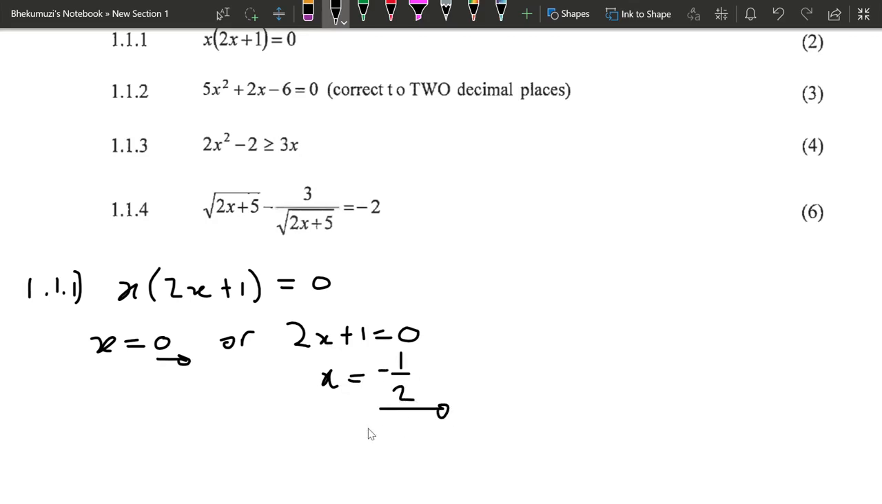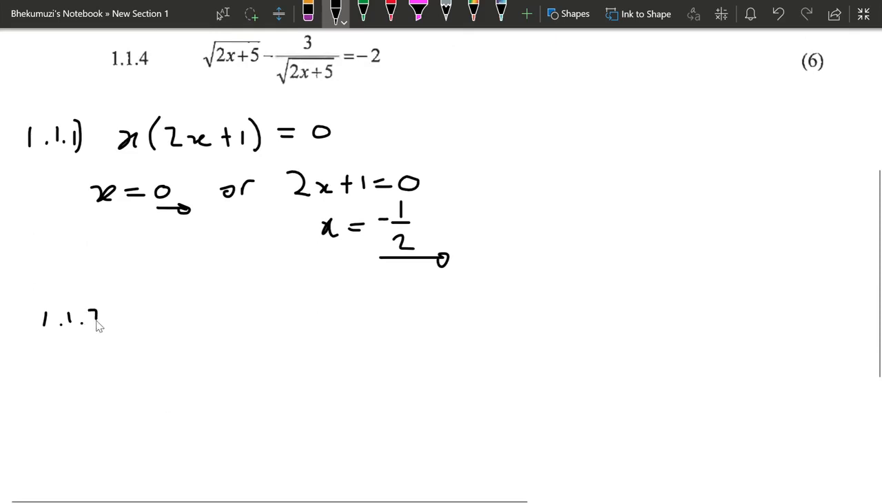And you know how we got there. Whatever you do on the left hand side, you must do on the right hand side. We take the positive 1, it becomes negative 1 on the other side. And then we divide by 2 on both sides, and it gives us negative 1 over 2, right? Quite clear. Okay.